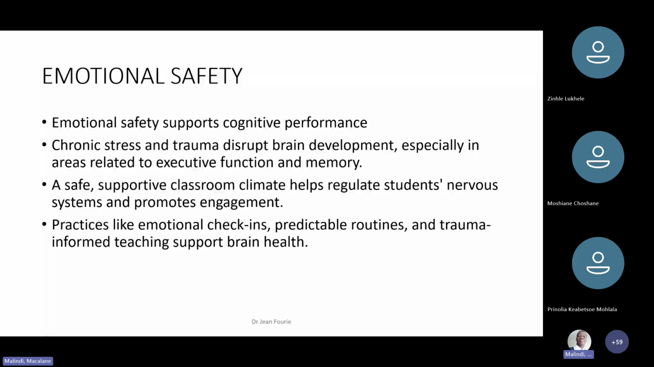If we are experiencing chronic stress, if there is some kind of trauma that has taken place, maybe in the home, we have high rates of domestic violence, we have high rates of alcohol-related violence, any of these traumatic experiences where there is a feeling of being unsafe can negatively impact your ability to remember things and the executive functioning of the brain. So as teachers, we need to create these safe, supportive classroom climates because we need to regulate students' nervous systems.